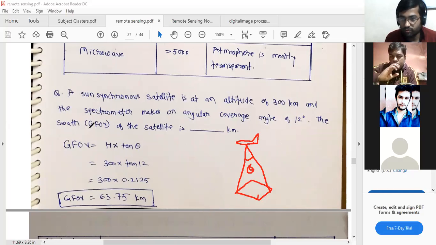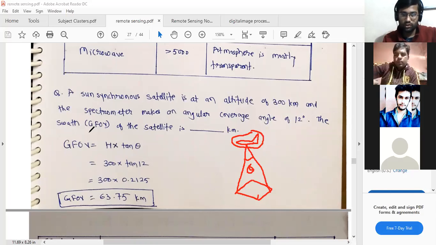Now consider a geostationary satellite instead of this aircraft. Then you can get the GFOV. Clear? Geostationary field of view. Okay, now consider a geostationary satellite.